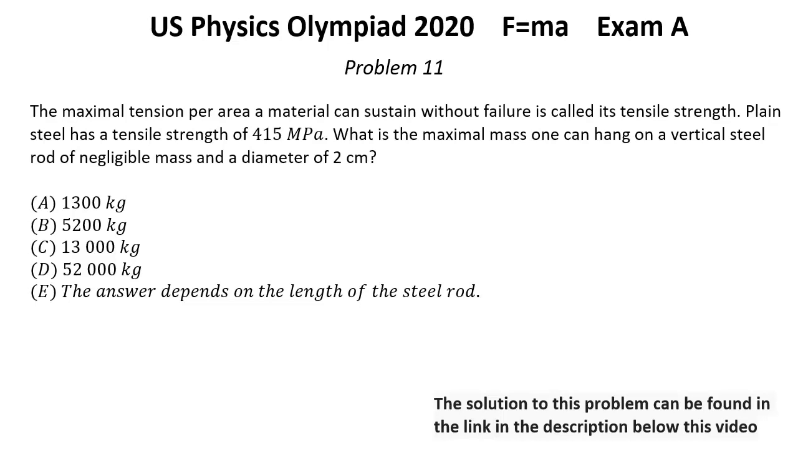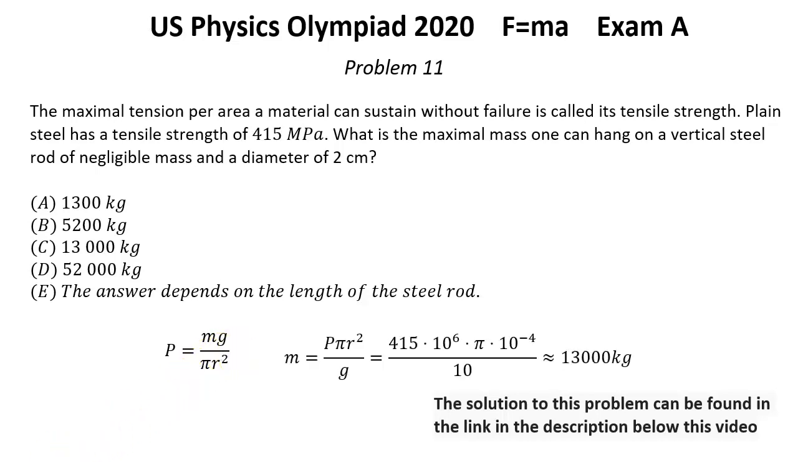Tensile strength equals force over cross-sectional area, and the force equals mg. So we have tensile strength P equal to this expression, and from here we can find this critical mass. That will be tensile strength multiplied by pi multiplied by R squared over g. And after putting in numbers, we have approximately 13,000 kilograms, which is answer C, and that was the solution for problem number 11.